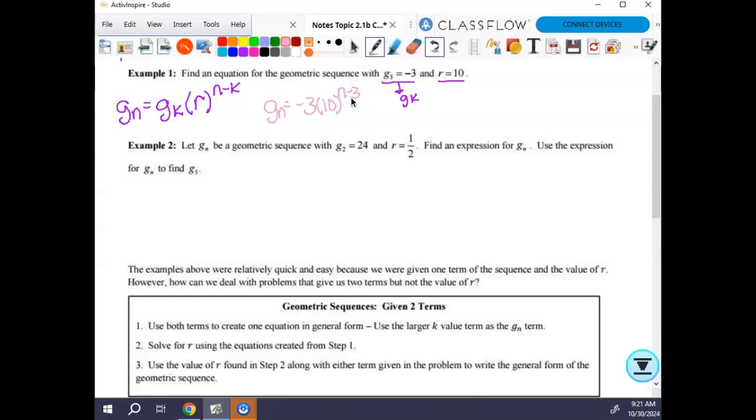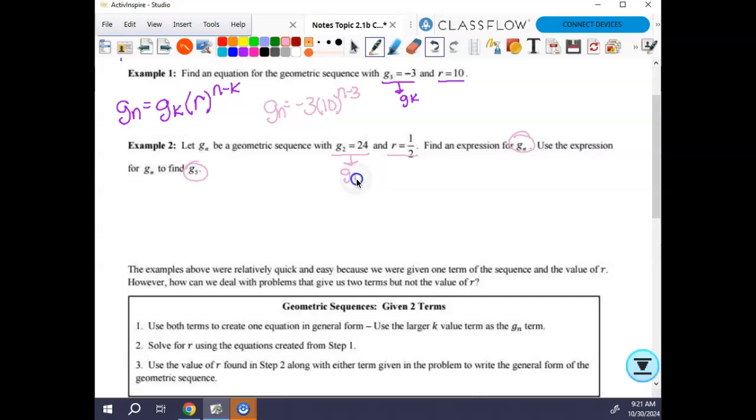That's what I got. G sub n equals negative 3 times 10 to the n minus 3 power. Do we agree with that? Okay, good deal. Then this next one, we've got G sub 2 and R. It's really the same type of thing. And then we want G sub n, and then we're also going to find G sub 5 here.